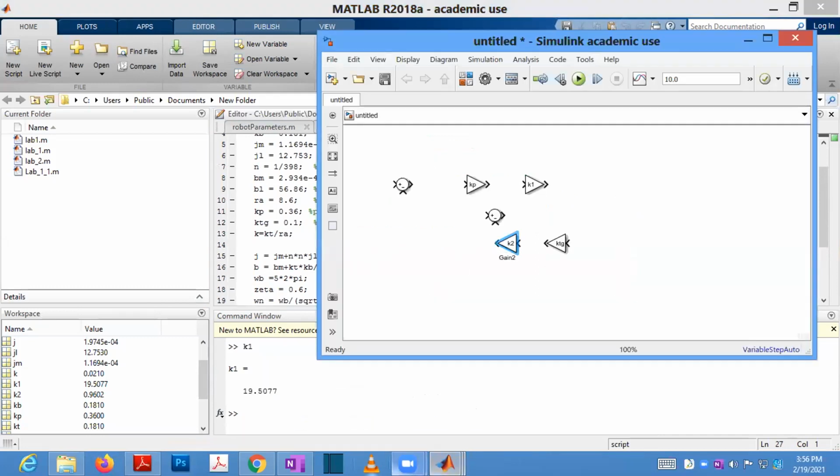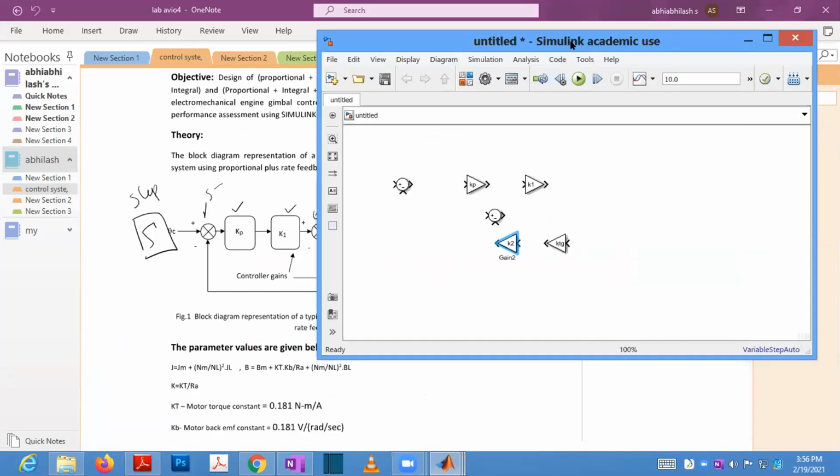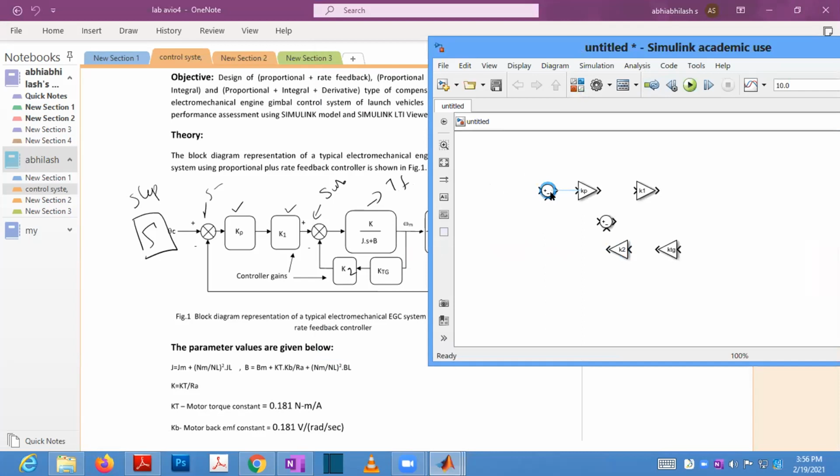So up to this it is done. Now I have to place the summers. One summer is here and another summer is after this one. And I have to arrange these things. Right click and drag it, right click and drag it, right click and drag it. And this KTG is here, K2 is here, and this plus and minus sign. This is plus and minus only. This is also plus and minus only.